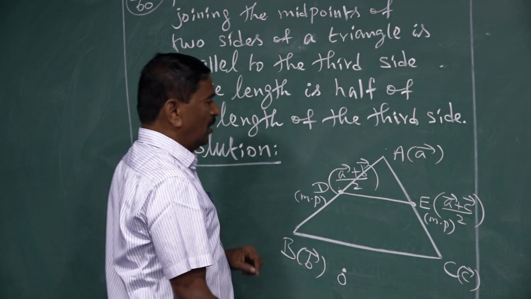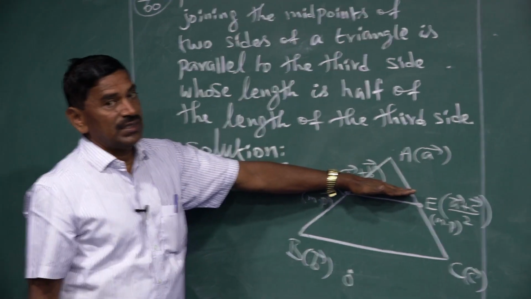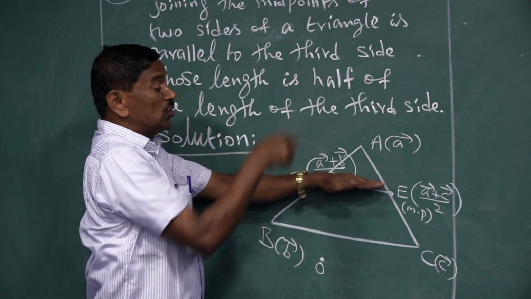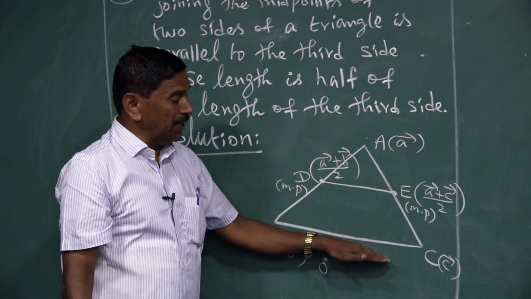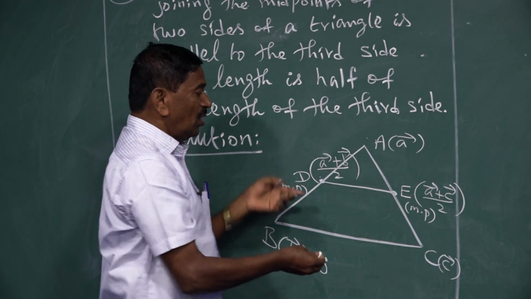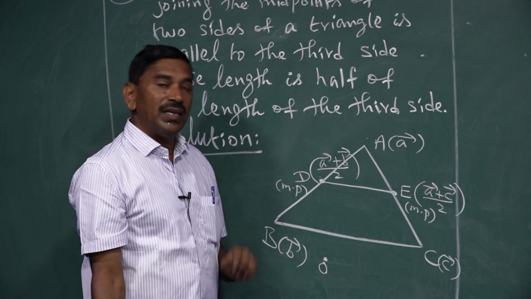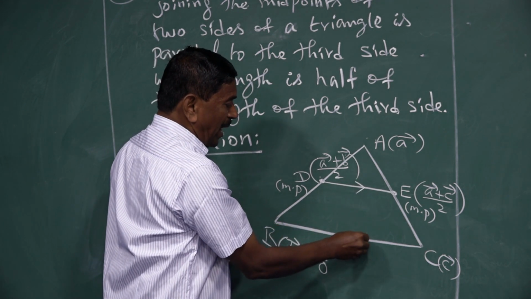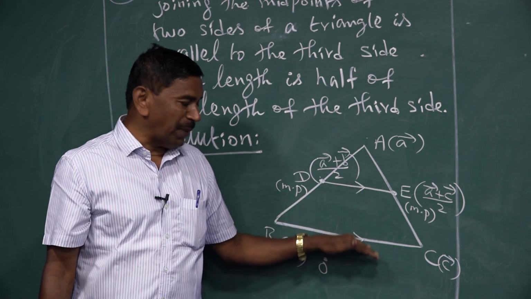Okay. Now, again come to the question. Prove that the line segment joining the midpoints of two sides of a triangle is parallel to the third side and is half of the third side. So, it is enough to prove, can you tell me what is enough to prove? Yes. It is enough to prove DE is parallel to BC.